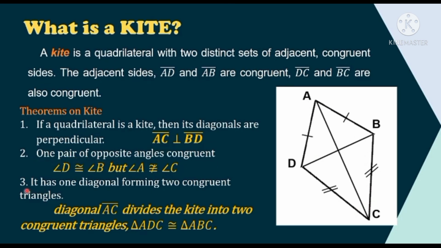Number 3. It has one diagonal forming two congruent triangles. Diagonal AC divides the kite into two congruent triangles, triangle ADC and triangle ABC. However, diagonal DB does not divide the kite into two congruent triangles. Triangle ADB is not congruent to triangle BCD.